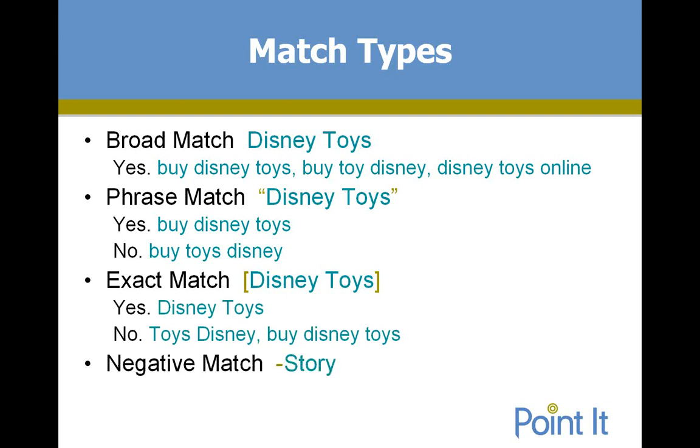And a negative match is denoted by a negative symbol before a keyword. That can be added to the ad group level. It can be added to the campaign level. It can even be added to the account level. And in that case, if somebody typed in, for instance, Disney toys story, and you were already bidding on Disney toys, your ad would not come up.